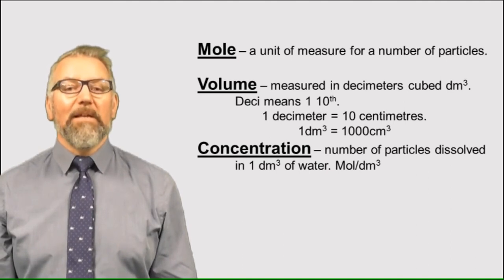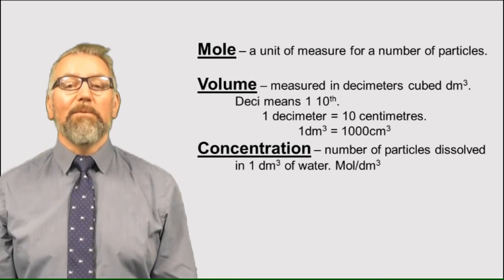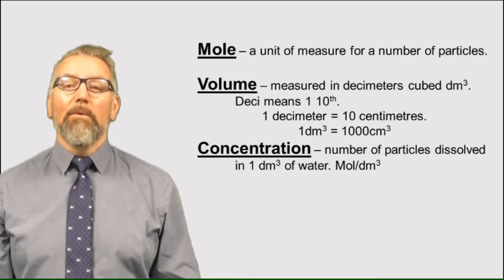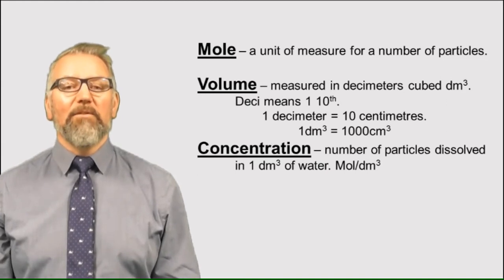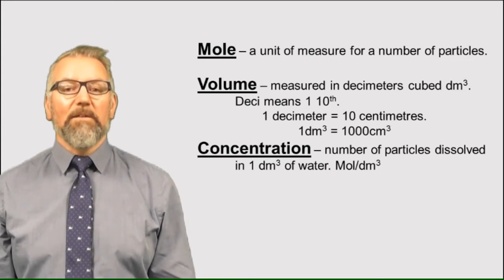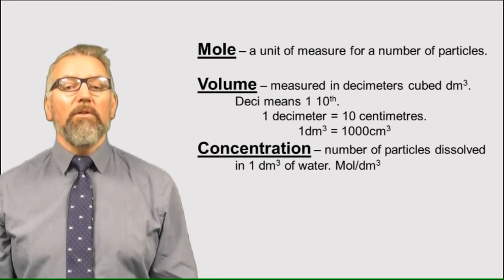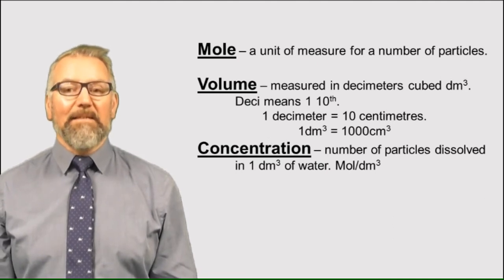Finally, concentration. This describes the number of moles of a substance dissolved in 1 decimetre cubed of water. The units are moles per decimetre cubed. The main purpose of a titration is to find the concentration of a solution by a neutralisation reaction. In our experiment, we know the concentration, the volume we've added, and the name of our acid.